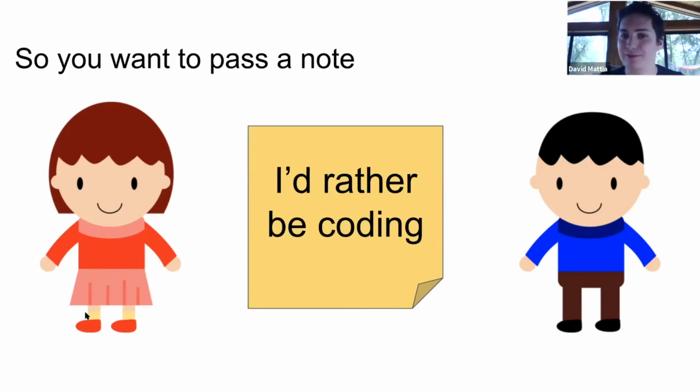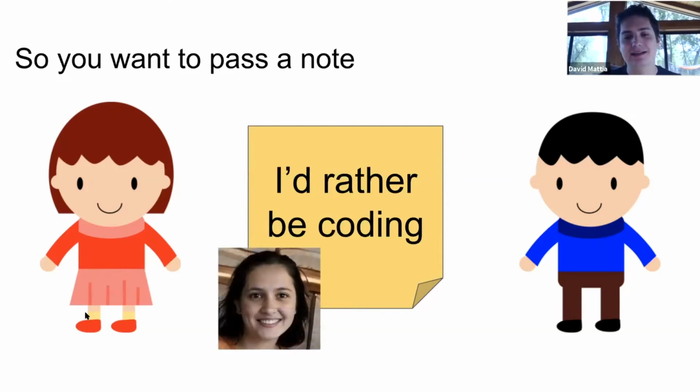Now, if anybody has tried to pass notes, you know that the main vulnerability in this attack is something like a teacher seeing you trying to pass that note. Now, what's not fun is the teacher going and reading that note. What's even less fun is they could even read that note to the class if they wanted to. And that might make you very sad.